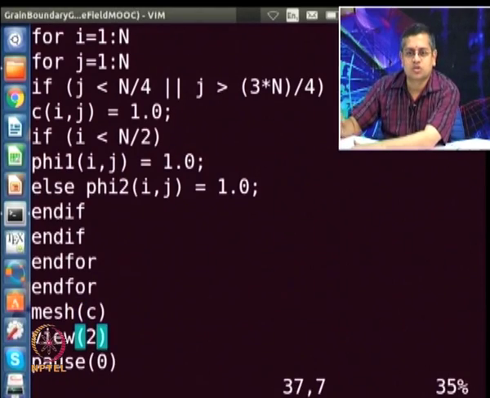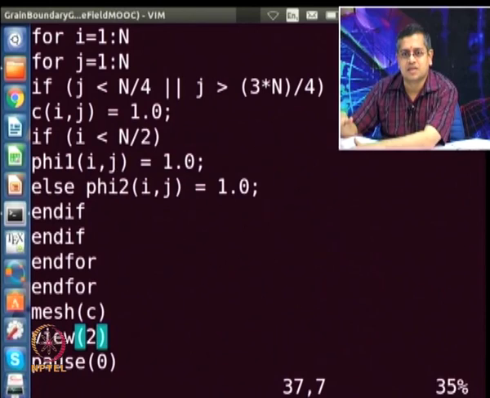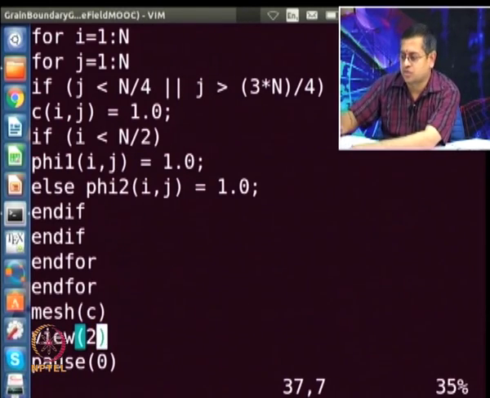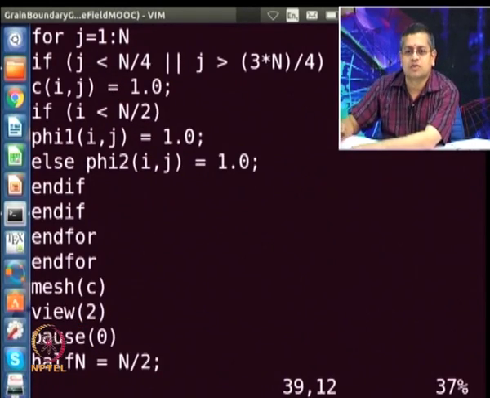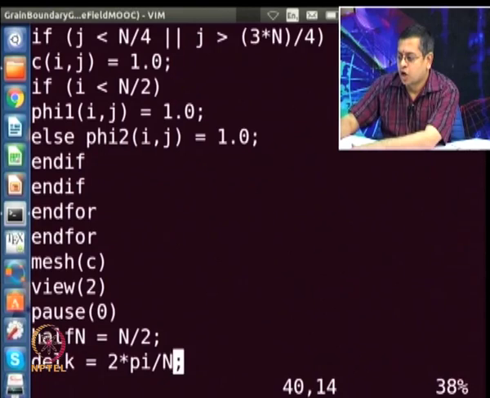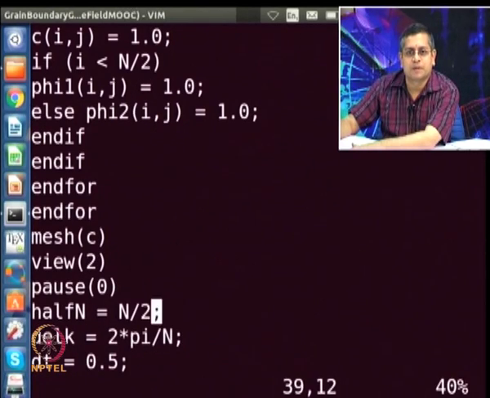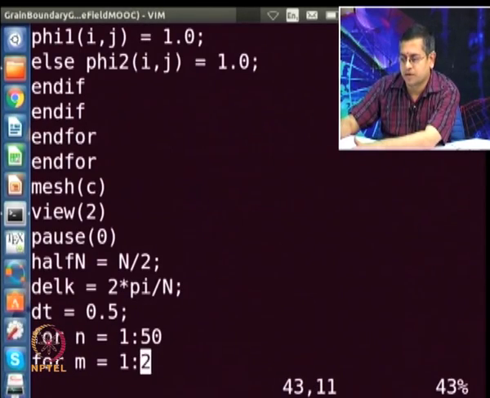And view 2 is to look down upon the microstructure, so it is the projection of the surface of composition onto the plane, and pause 0 is to make sure that it goes to the next figure when the plotting happens. Okay. So, of course, we have to define the periodic boundary condition, because we are going to use the spectral technique. So, half n and del k, all those have to be defined.